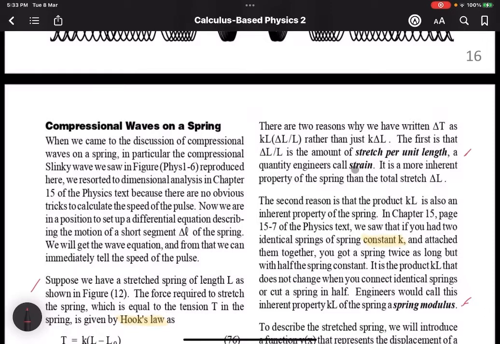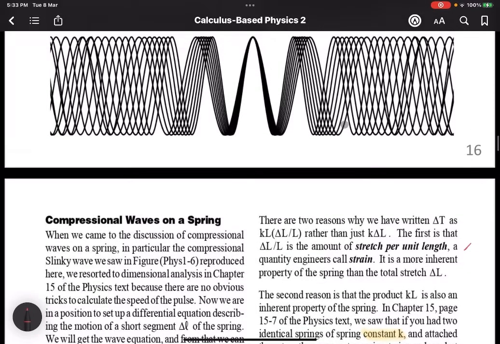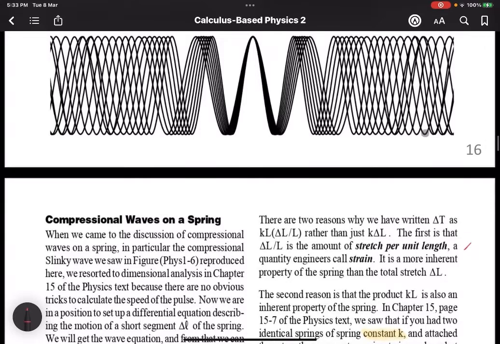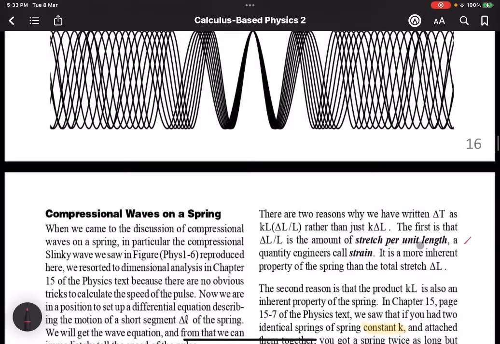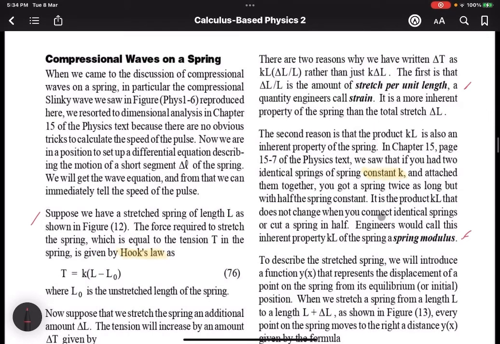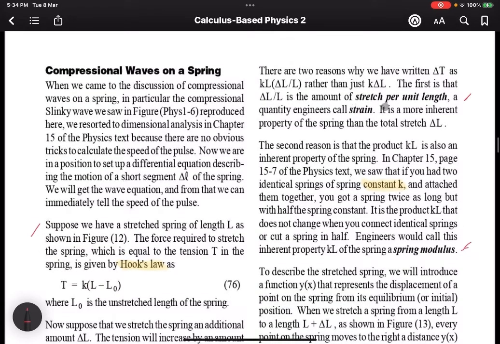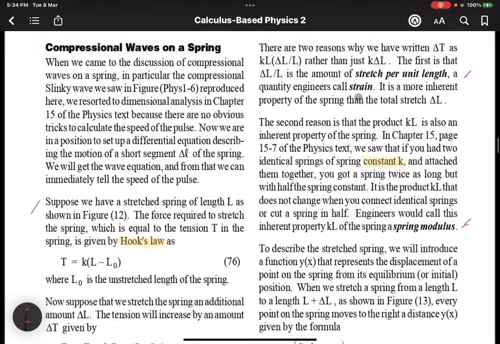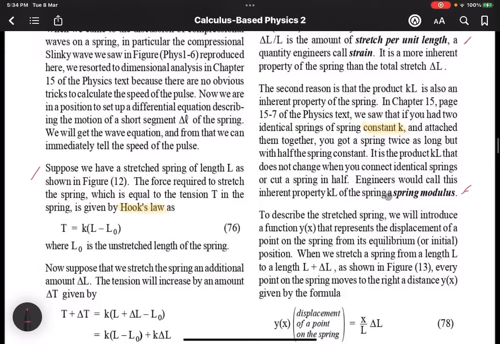In this case, makikita nyo yung spring, may certain location siya sa ating figure. So, the same way with the strobe, remember yung strobe is the series of images. So, ito yung sinasabing stretch per unit length. Yung position niya is the length of each specific spring. So, another reason is that the engineers would call this inherent property KL of the spring as a spring modulus. So, we have two properties. One is the stretch per unit length, which we call the strain, and KL for the spring modulus.